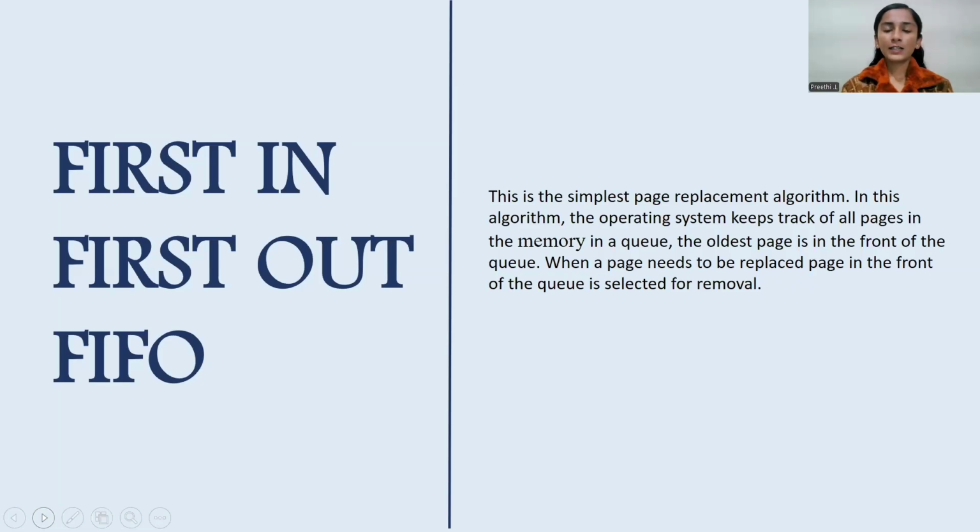First in first out algorithm. This is the simplest page replacement algorithm. In this algorithm, the operating system keeps track of all pages in the memory in a queue. The oldest page is in the front of the queue. When a page needs to be replaced, the page in the front of the queue is selected for removal.